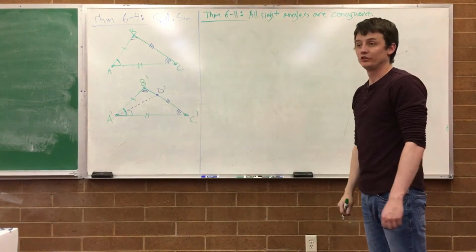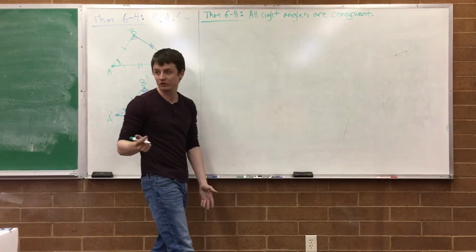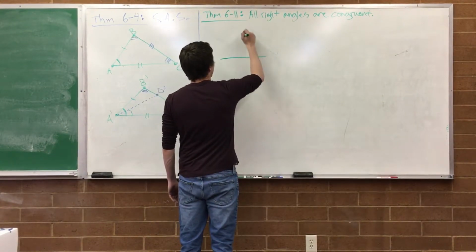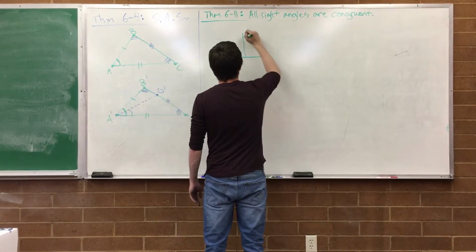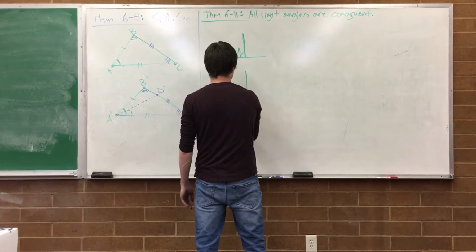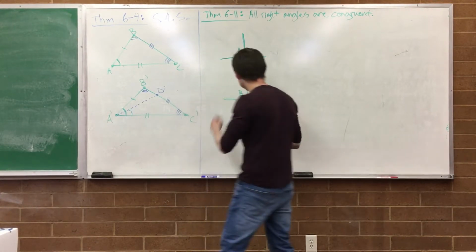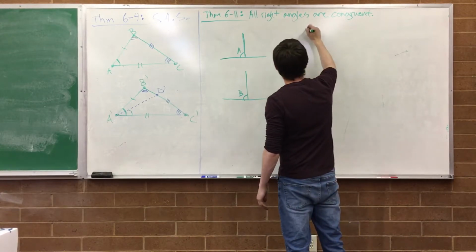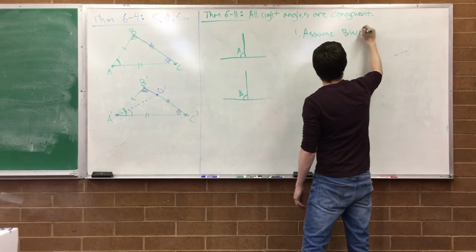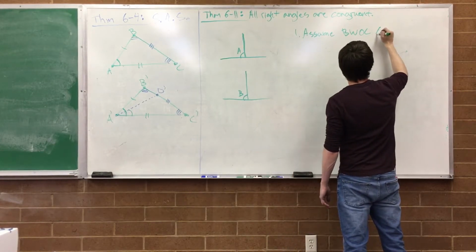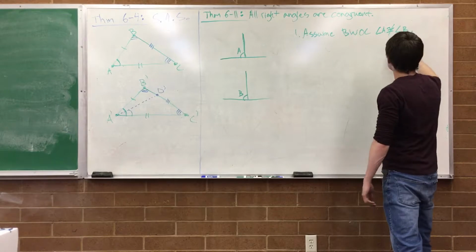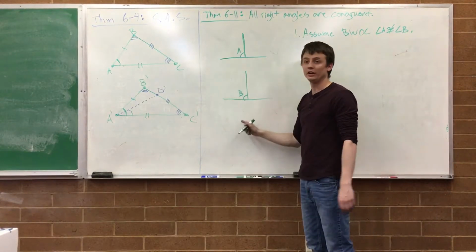Okay? So let's start out with 2 right angles. I won't bother writing all the words for this. I think you'll just see it. So let's say that we have a right angle A. Kind of assuming more with my picture already, but here's a right angle A. Here's a right angle B. Assume by way of contradiction, angle A is not congruent to angle B.